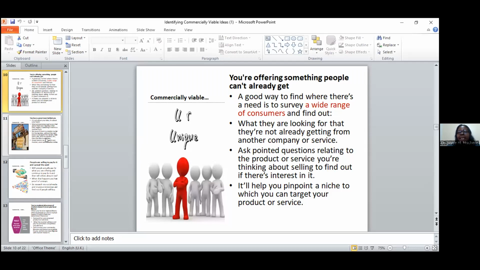So a good way to find where there is a need is to survey a wide range of consumers and find out what they are looking for that they are not already getting from another company or service. So ask pointed questions relating to the product or service you are thinking about selling to find out if there is interest in it.